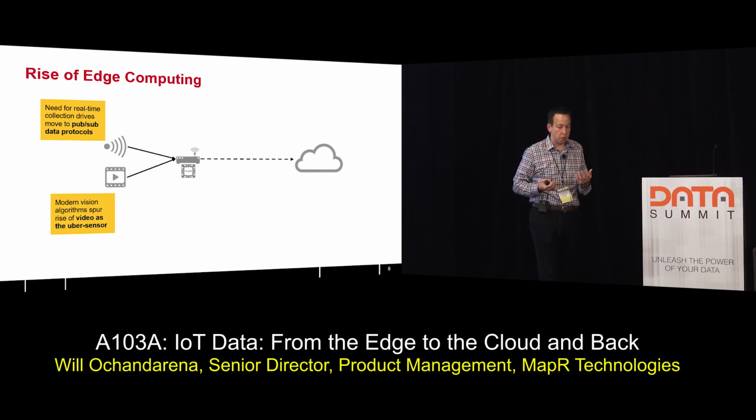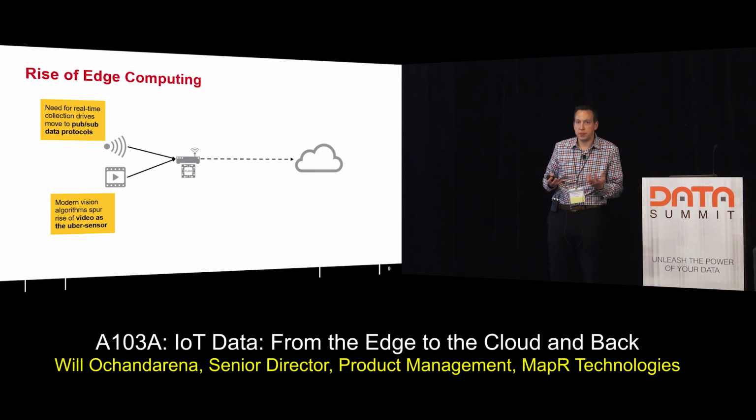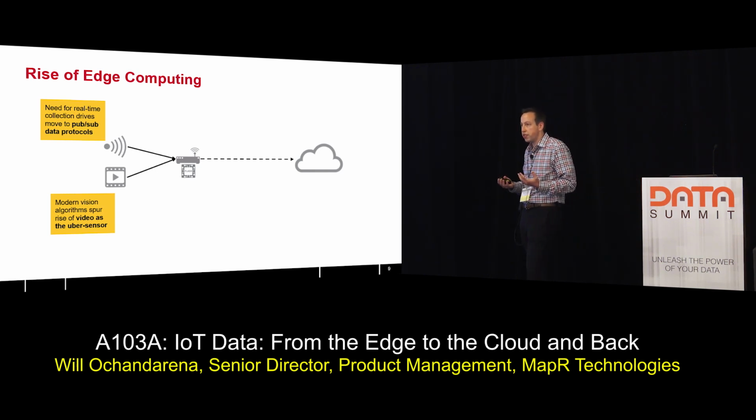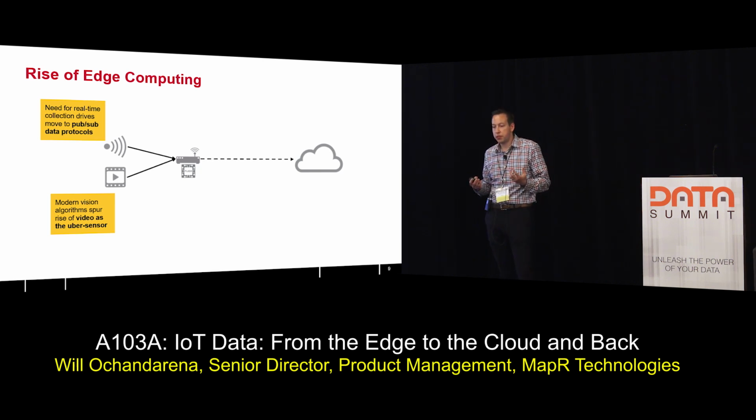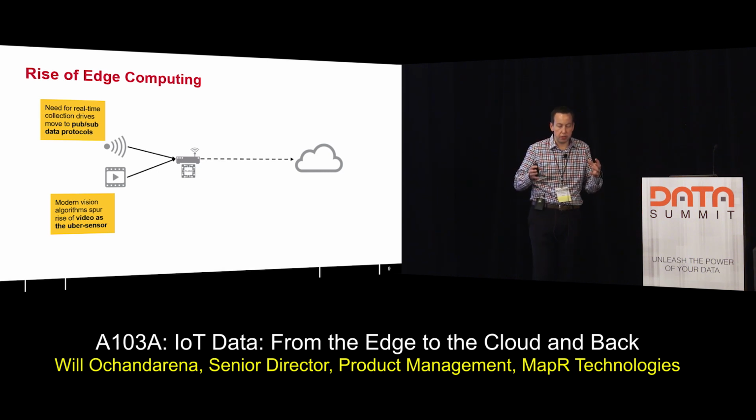Next, what we're seeing is these modern computer vision algorithms are paving the way for what I've been calling video as the Uber sensor. So I'm working with several customers who have had this realization that if you want to gain more visibility into your operations, there's a couple of ways you can go about it. One is you can place a lot of little sensors out there to do very specific things.